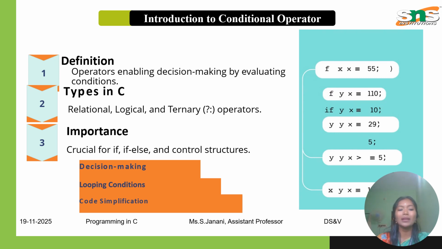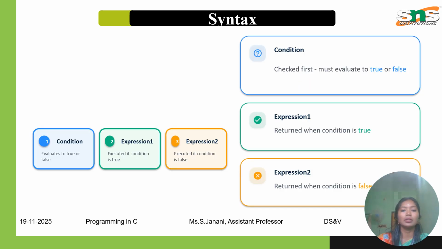So the conditional operator provides a compact way to make decisions. Instead of writing an if-else statement, we just evaluate the condition and assign a value based on the result. The syntax of the conditional operator is: first we check the condition, and next is expression 1 and expression 2. The conditional operator first evaluates the condition, and if the condition is true, the first expression is selected, otherwise the second expression is selected.